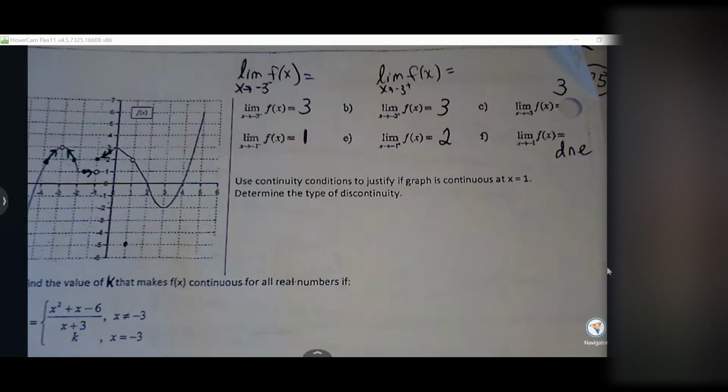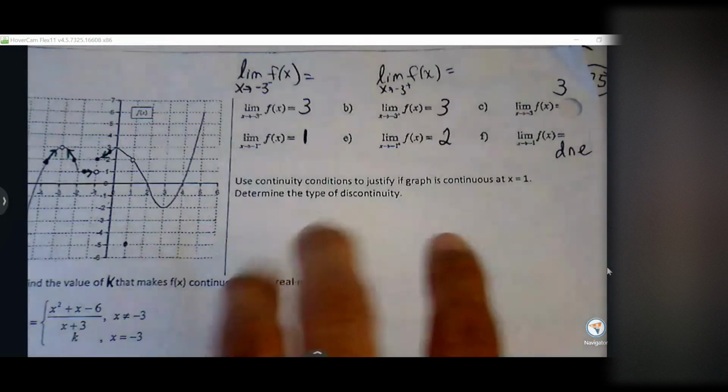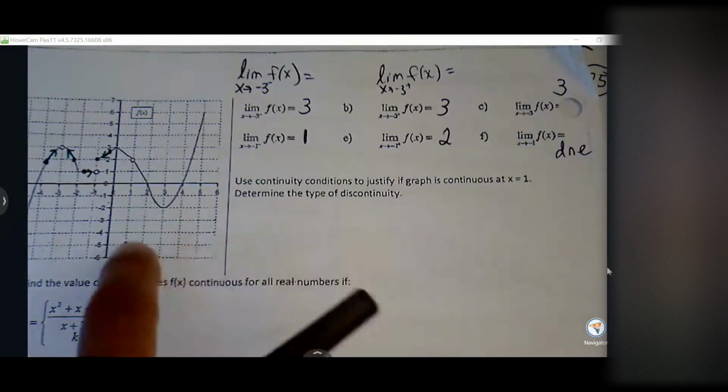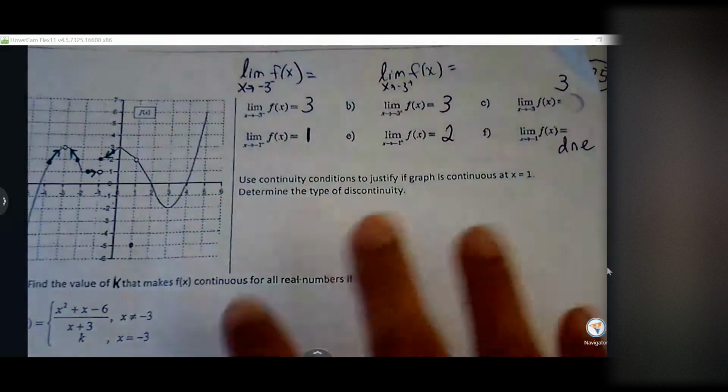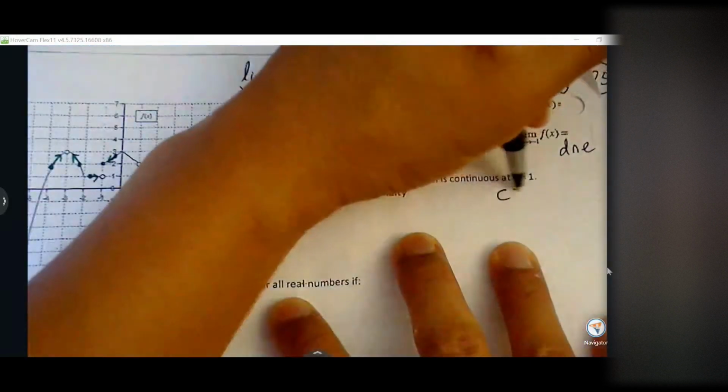Use continuity conditions to justify if the graph is continuous at x equals 1. Determine the type of discontinuity. So we already have an idea. Let's see, at x equals 1. So let's go through our continuity conditions, where that's our c value.